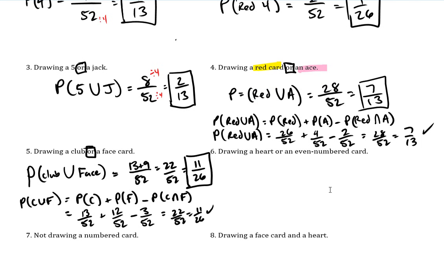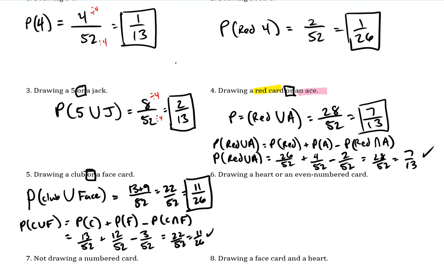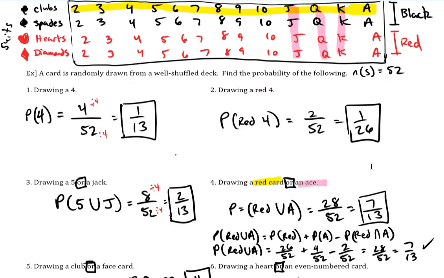Okay, and then number 6, drawing a heart or an even numbered card. Okay, so like before, I see or. Let's go ahead and set it up. Probability of a heart or an even numbered card. Okay, so heart or even.